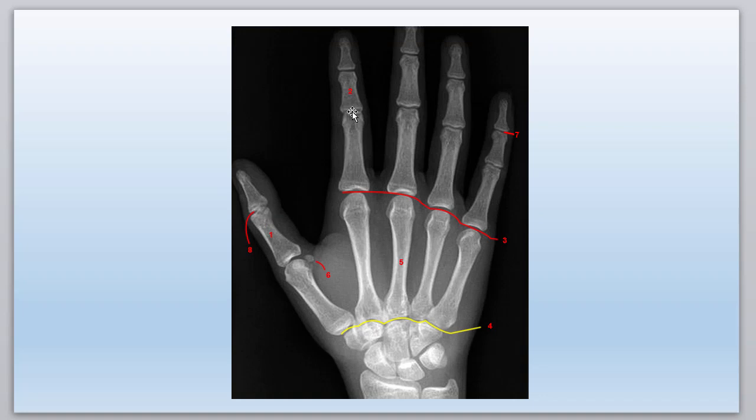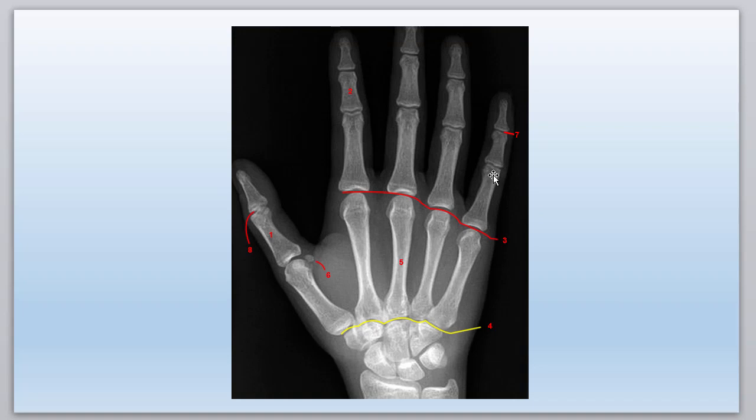Let's take a look. Here's number 2. So this is the middle phalanx of digit 2. Okay, proximal or distal phalanx of digit 2, proximal phalanx of digit 2. Now we have another line here. So these are the phalanges. This is the metacarpal. This is the metacarpophalangeal joints.